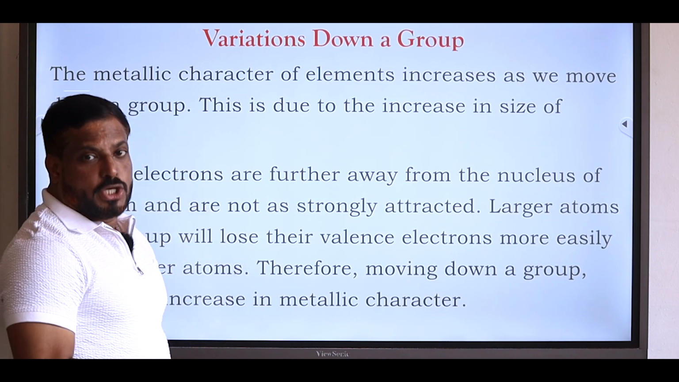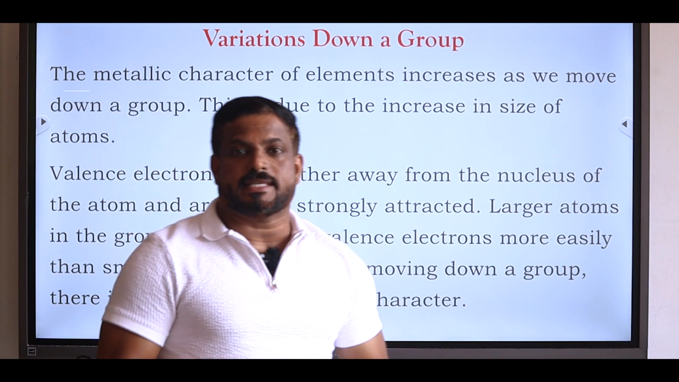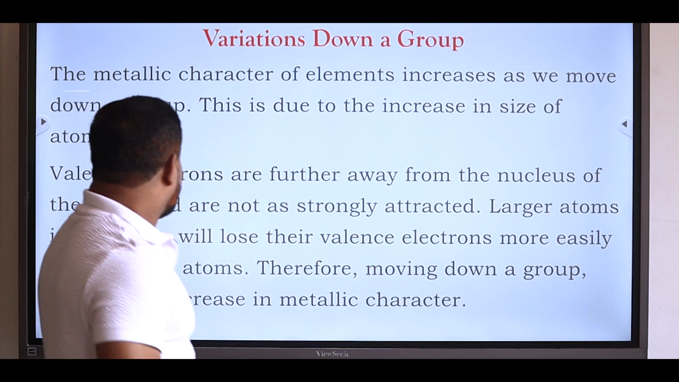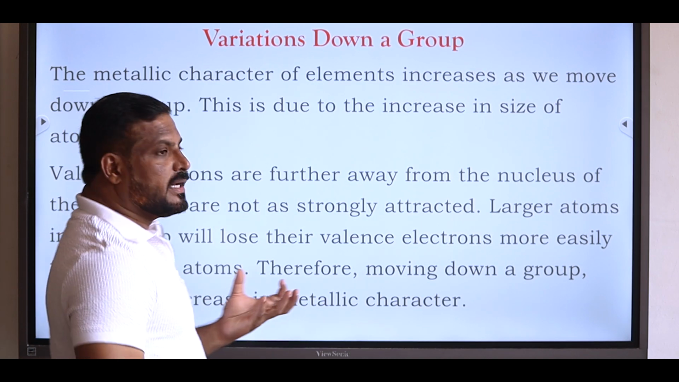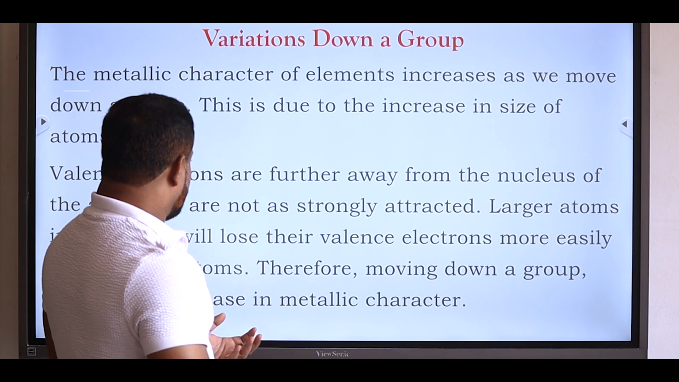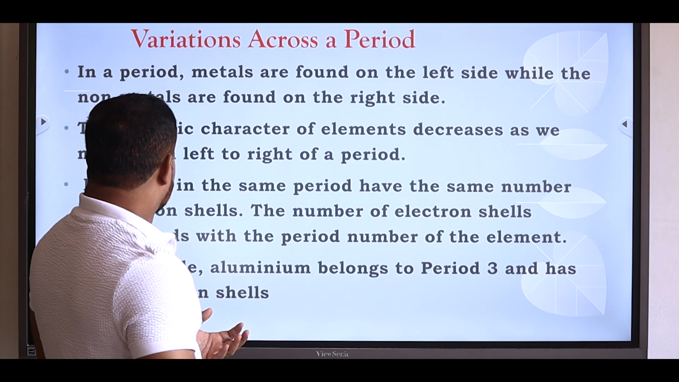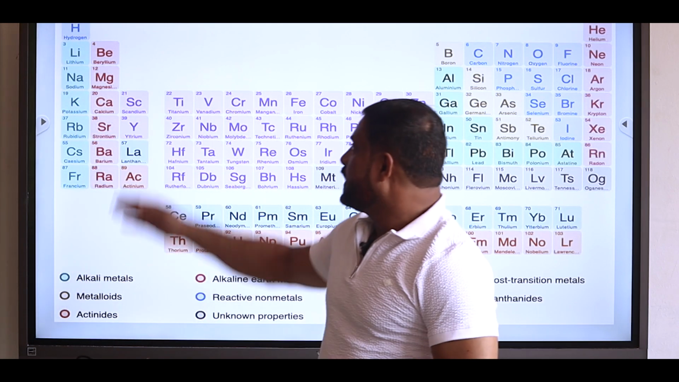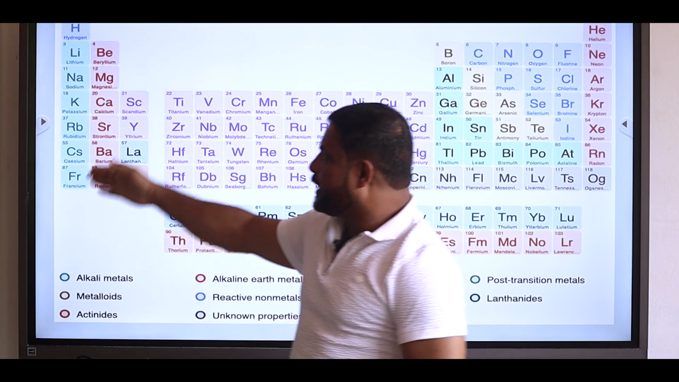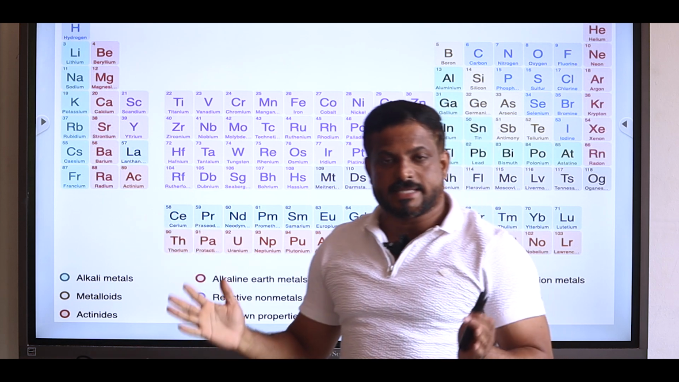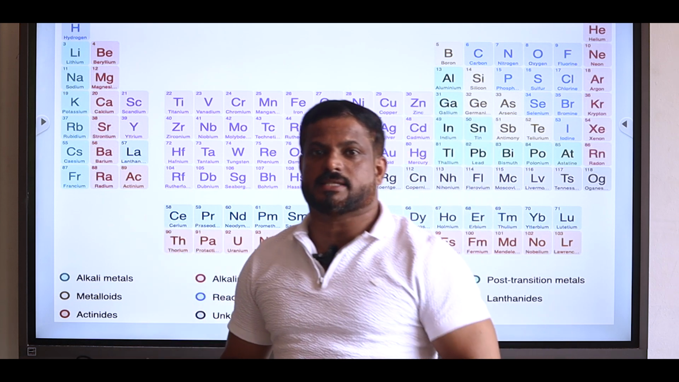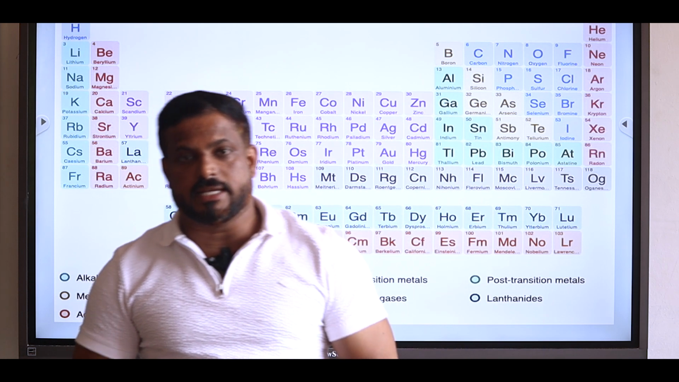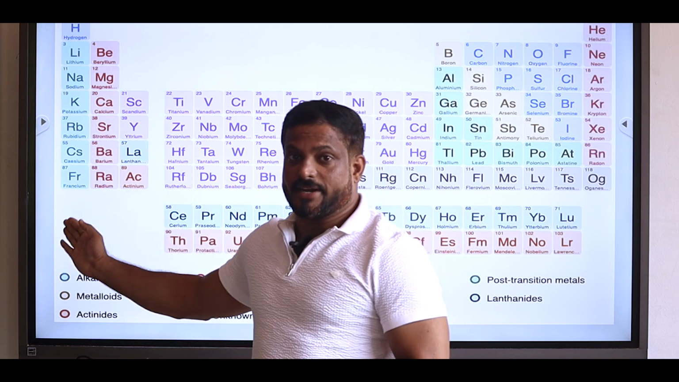As we move down the group, the size increases because the number of shells increases. And look at the case: first group 1, lithium, sodium, potassium, rubidium. As we go down, the size increases, the number of shells increases, and their metallic character increases. Francium is a highly radioactive metal.